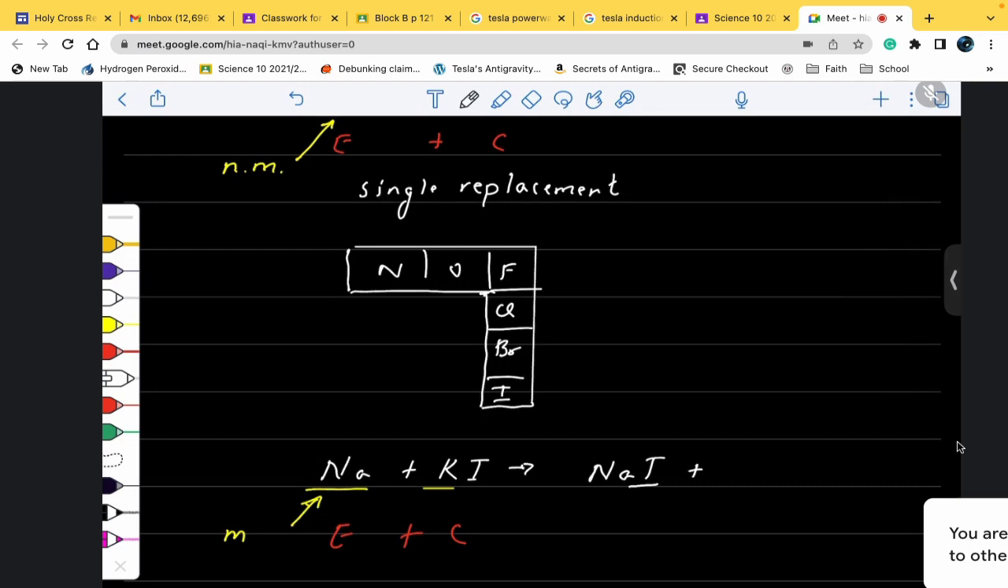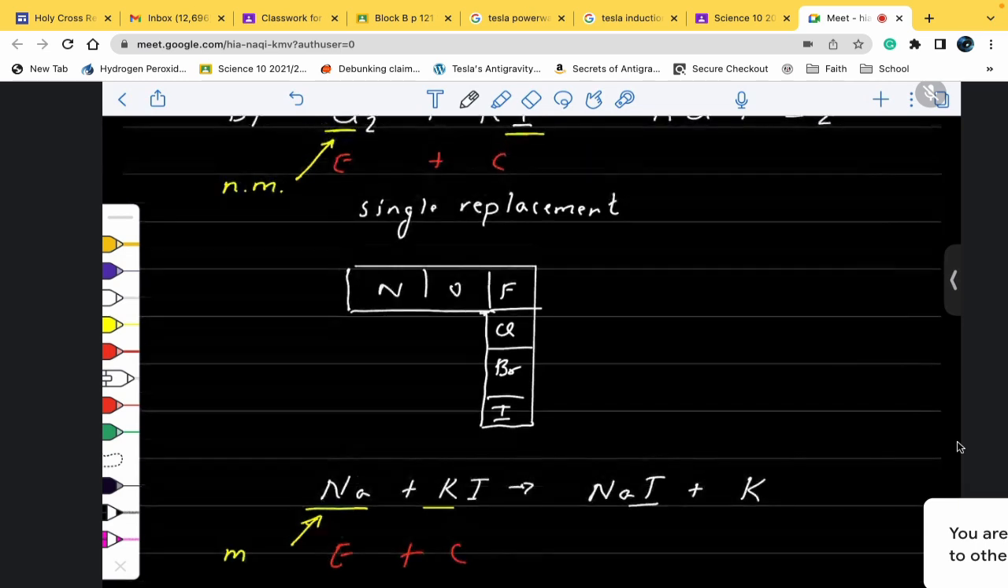Plus, what gets kicked out is the potassium. Potassium is not K2. It's just K. It's not diatomic. Why is that? Because potassium is not in this inverted L. Go back to the inverted L. Potassium is not anywhere in that list. Therefore, you just write K, not K2. Okay?